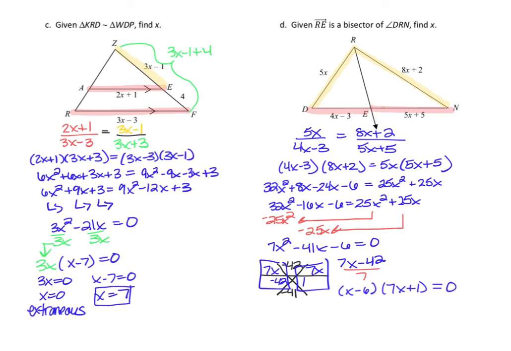When you set x minus 6 equal to 0, you get an answer of 6. When you set 7x plus 1 equal to 0, you end up subtracting the 1 from each side, and then this will give you an answer of -1/7. So we already know that this answer is going to be extraneous because if I plug it back in, it's going to give me a negative length, which length can't be negative. So our only answer for this problem is going to be x equals 6.